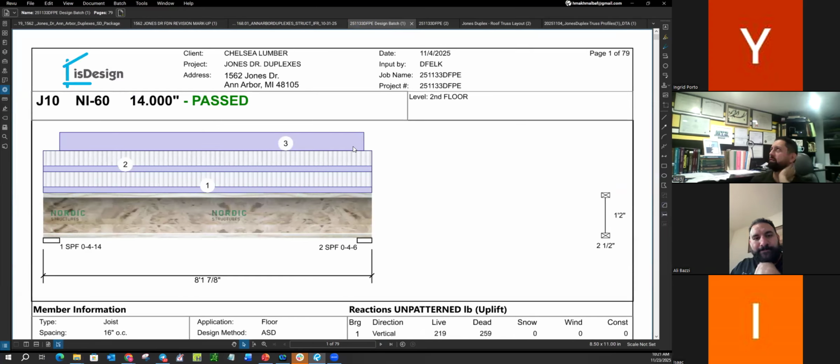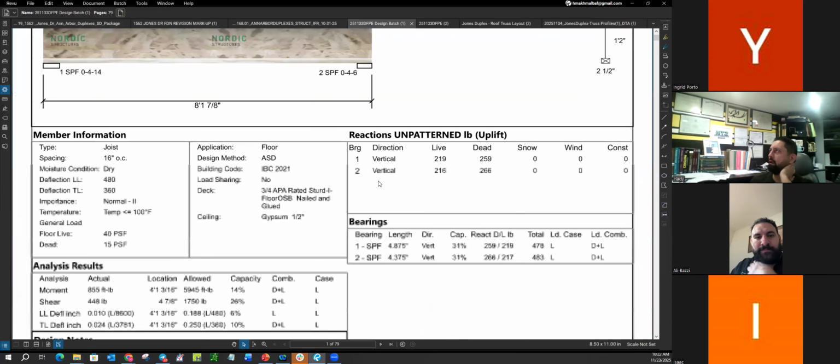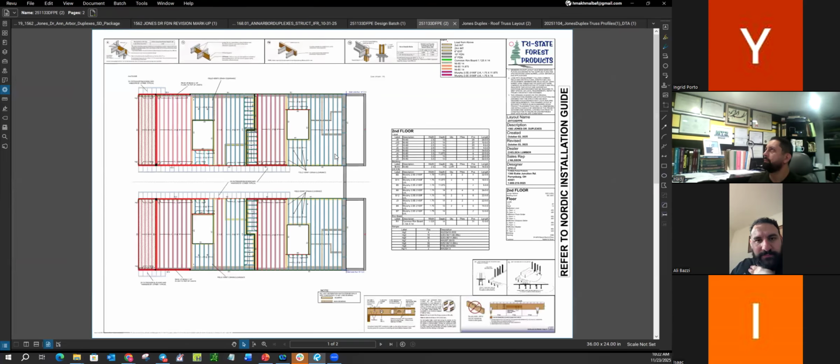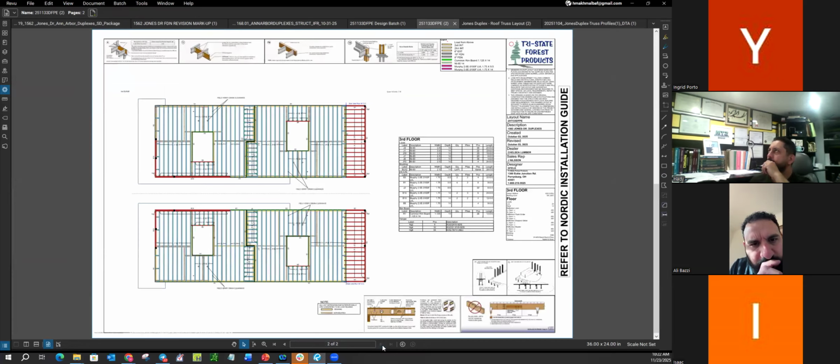These are the files that Ingrid just sent me. This is the calculations from the framing company, right? And this is the framing drawing, the latest drawings that we have. Oh, so they're going free span all the way across then.